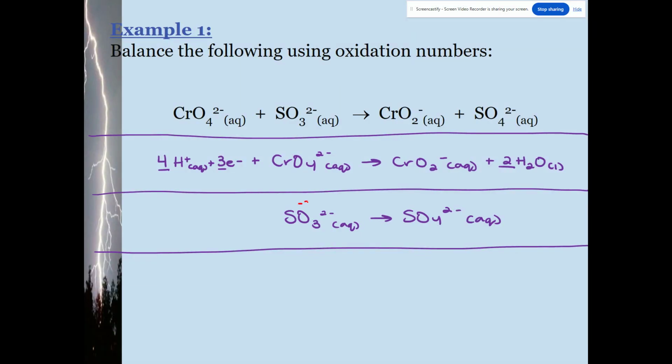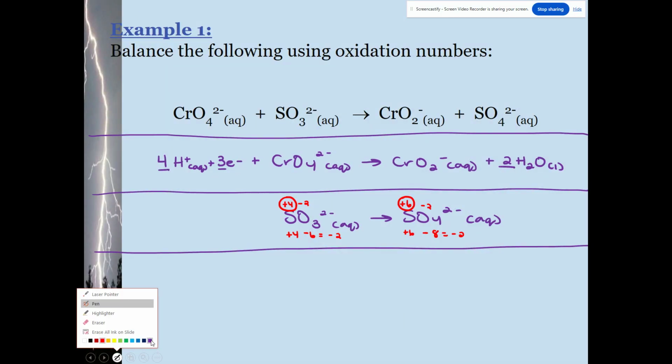So we have -2, -6. This has to add up to -2. So I have +4 from my sulfur to start. -2, -8. This has to add to -2, so I have +6. Okay? My sulfur is the element changing in oxidation number. There's 1 sulfur on each side, so it balances. My change in oxidation number is 2 times 1 atom, so I am losing 2 electrons.